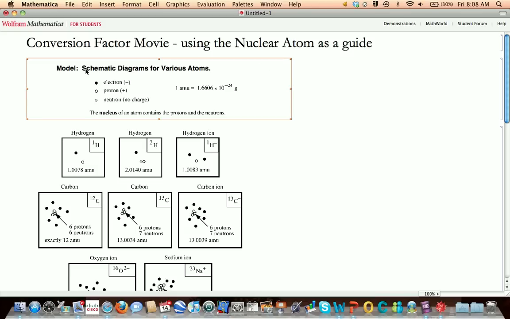So I have up here, and I've highlighted, one of the boxes from the model that we received for the nuclear atom. That's the one that tells me what electrons, protons, and neutrons look like in these models. And also, very importantly, it has a conversion factor here. It tells me what an atomic mass unit is in a more familiar unit, in grams. And so it allows me to take something that's listed here, like this number in AMU, and convert it to an actual number of grams. So that's what I hope to do in this video.